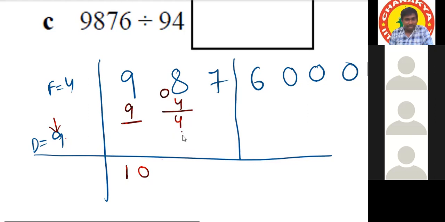Yeah, in 4, 9 will not go. That's why I'm taking 0 times. 9 zeros are 0. And what is the remainder here? 4. Now we have to write that 4 before the next digit. Got it, Lalit? Yes, sir.